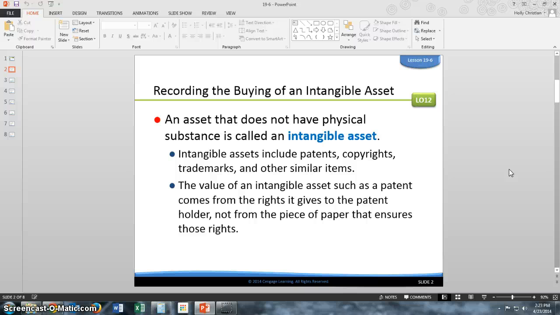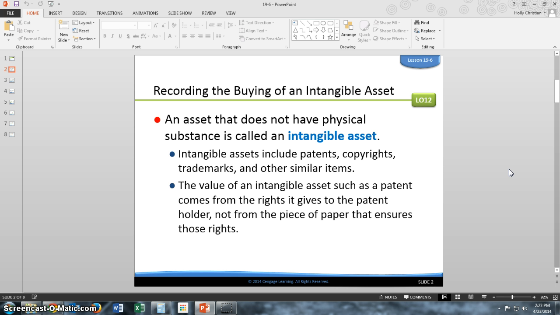The way I try and explain it, intangible assets are not things that you can physically hold, touch, feel. The examples they give are patents, copyrights, trademarks, things like that, where you actually own a piece of paper that tells you you have rights to something. For instance, a trademark. When you think of Walmart, you think of the little smiley face. Or when you think of McDonald's, you think of the golden arches. Those are the trademarks.